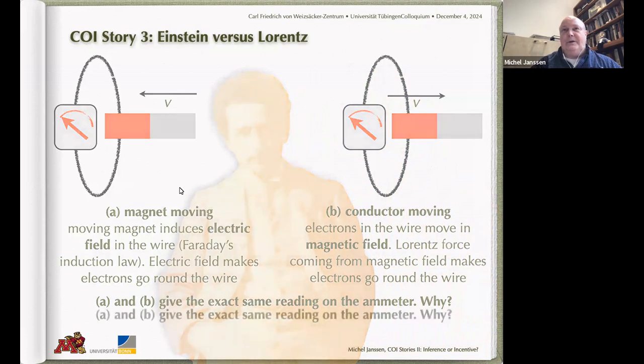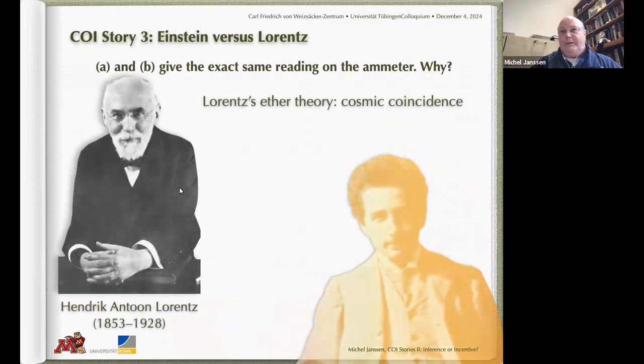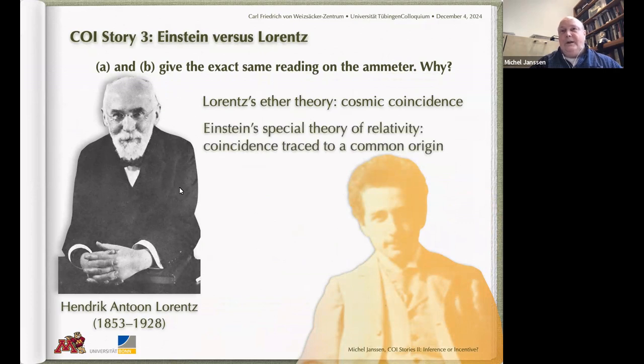Why is that? If you look at Lorentz's ether theory, well, that's just a cosmic coincidence. Clearly, these cases are different, because there's this one other element, namely the ether, and it makes a difference, conceptually, whether it's the magnet or the conductor that is moving with respect to the ether. Of course, Einstein says, well, there is no ether, and it's only relative motion that counts, and so it's the relative motion. That's the common origin here.